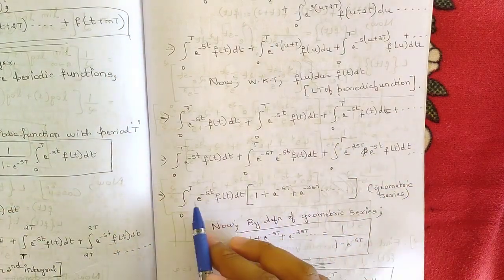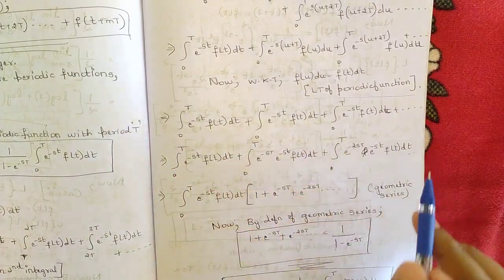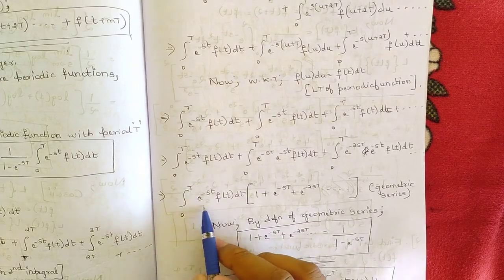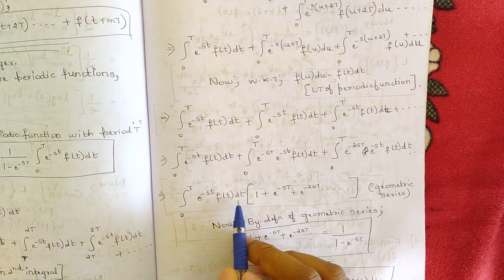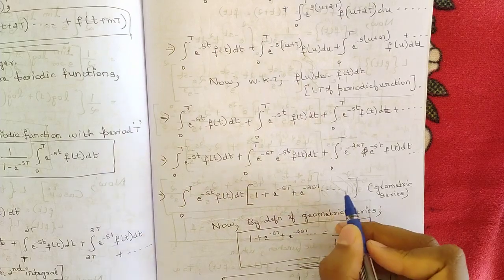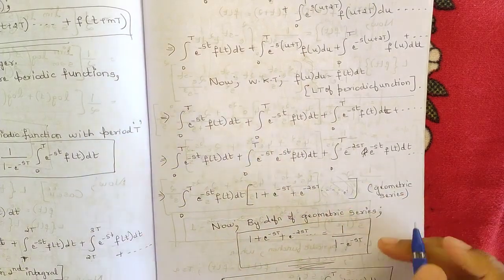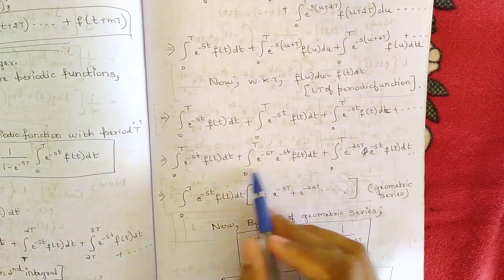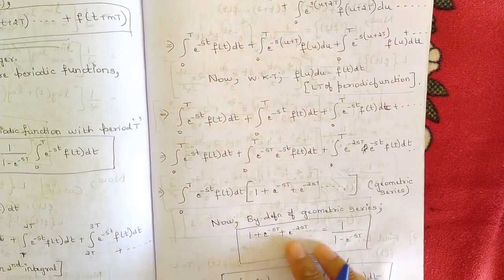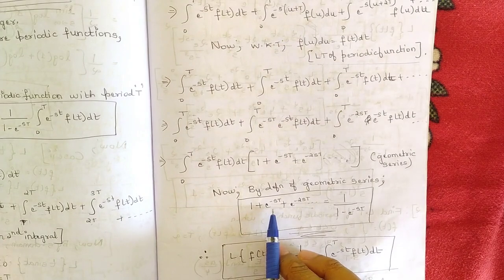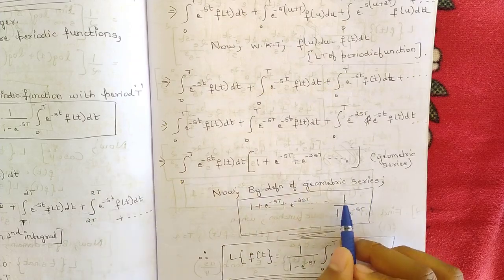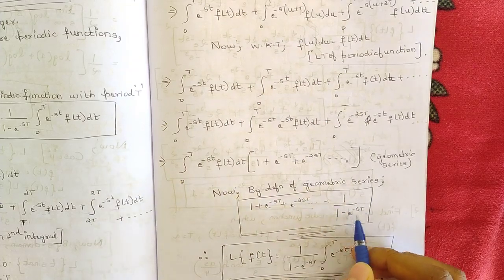And here if you observe, I've taken this term as common for all the integrals, so we would be left with integral 0 to T e to the power minus st f of t dt into (1 plus e to the power minus sT plus e to the power minus 2sT, and it goes on up to the last term). Okay, so if you observe here, this is a complete geometric series. By the definition of geometric series, 1 plus e to the power minus sT plus e to the power minus 2sT and so on could be represented in short as 1 divided by 1 minus e to the power minus sT.